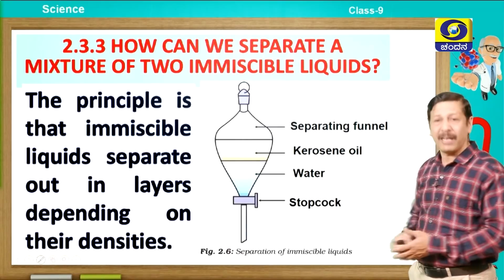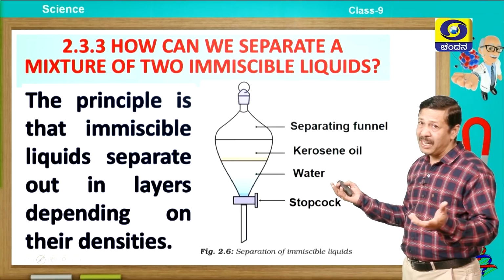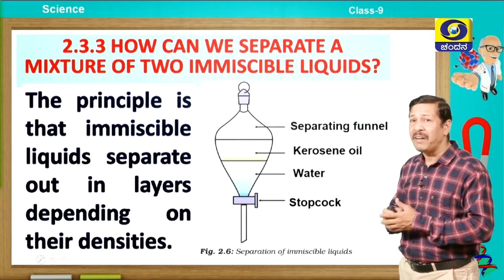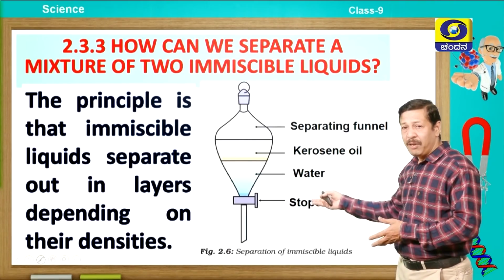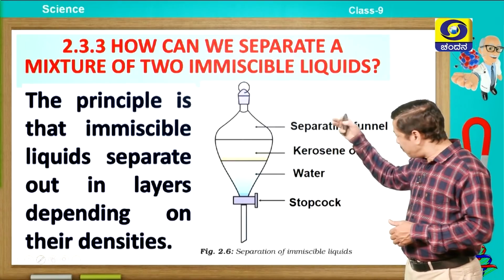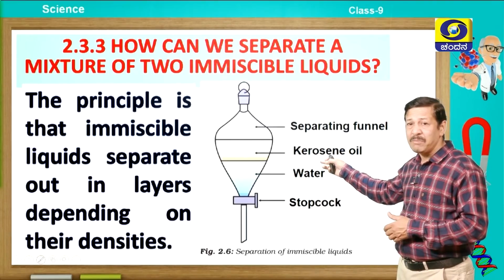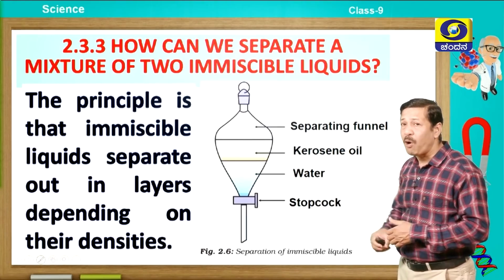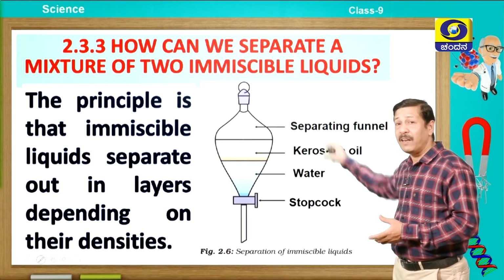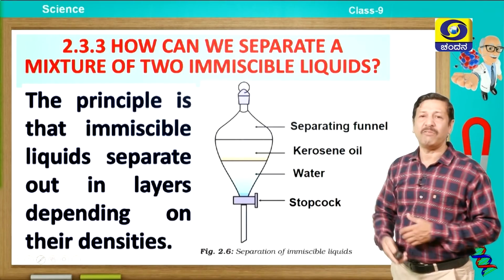This is the separating funnel. Here you are taking kerosene oil and water. You know clearly they do not mix with each other. Hence, you have to go for the separating funnel. When you open the stopcock, first heavier water comes down, and when it comes to the interface of kerosene and water, you will close the stopcock. Then in the separating funnel you will have what? Kerosene, and heavier water comes down. It sinks, right?